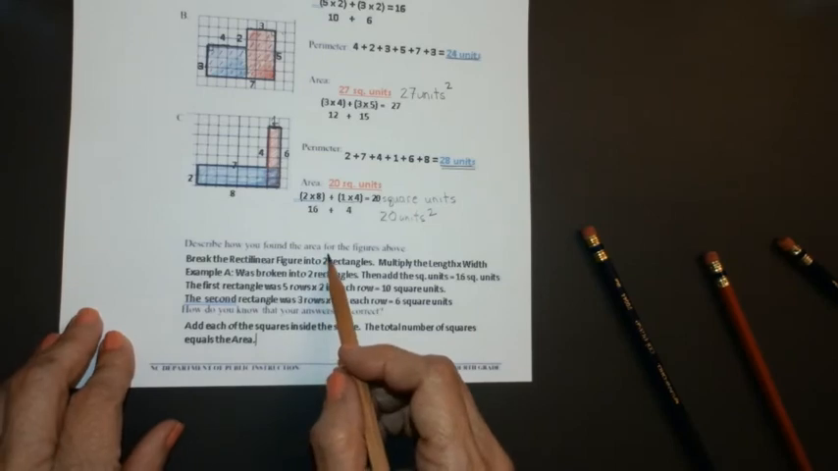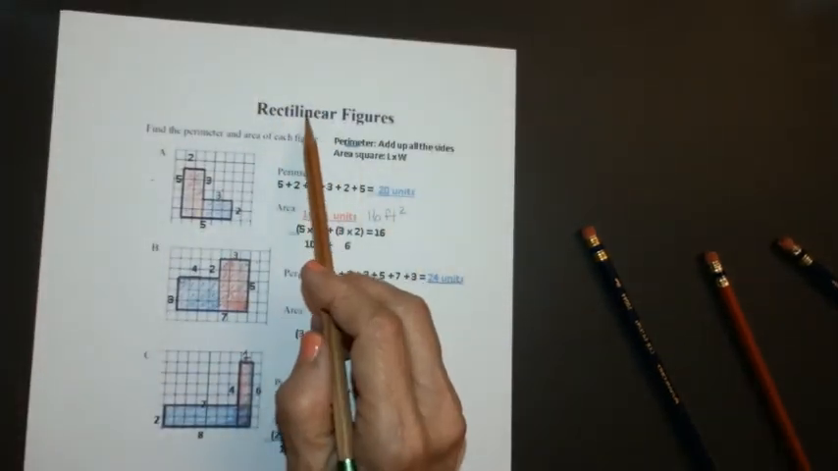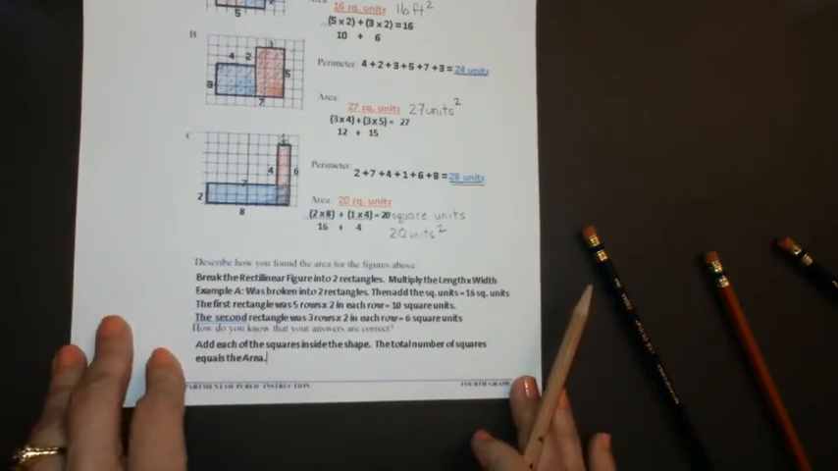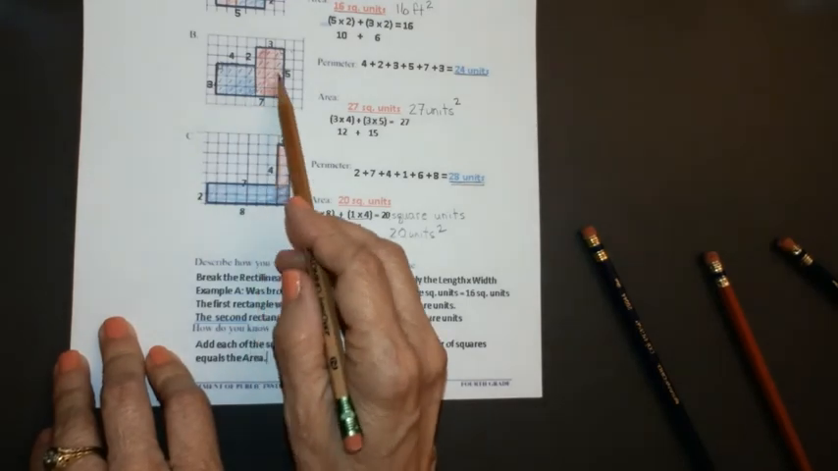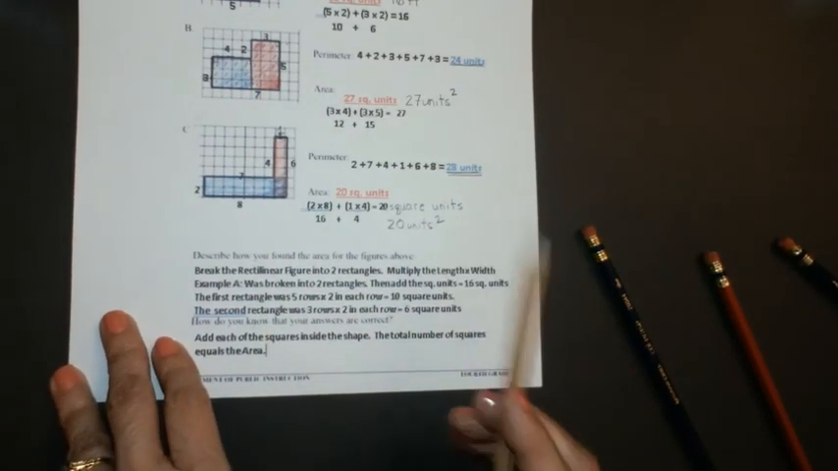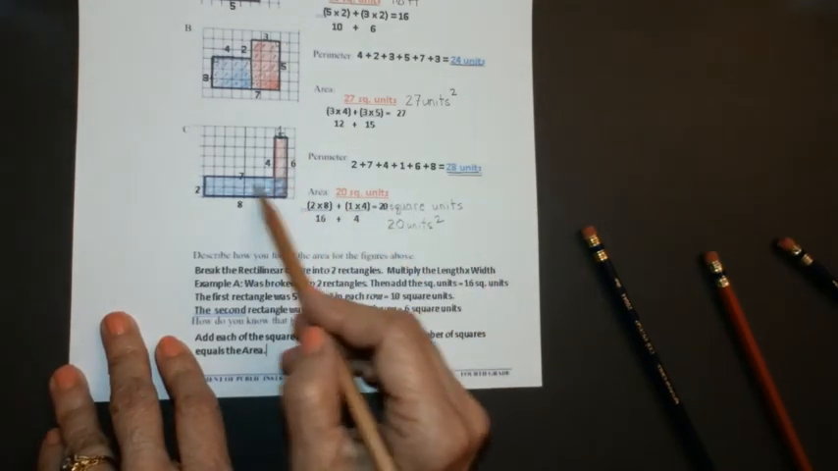Okay, so let's take a look at the last questions here. Describe how you found the area for the figures above. Well, we broke these rectilinear figures into two rectangles, and you could just write that in. I go into a lot of detail here, but you can just say I broke the figure into two rectangles. I found the area for each of the separate rectangles, and then I added up those to get the final answer, or the square units of the whole figure.